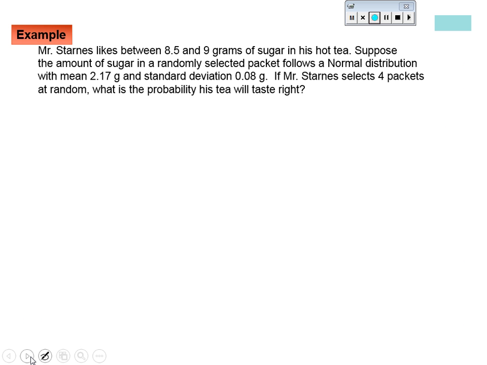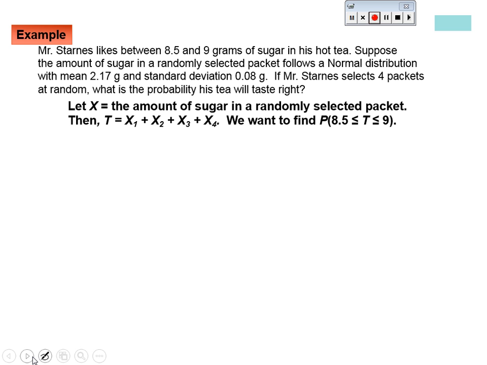So the example here says Mr. Starn likes between 8.5 and 9 grams of sugar in his hot tea. Suppose the amount of sugar in a randomly selected packet follows a normal distribution with a mean of 2.17 gram and a standard deviation of 0.08 gram. If Mr. Starn selects 4 packets at random, what is the probability his tea will taste just right?